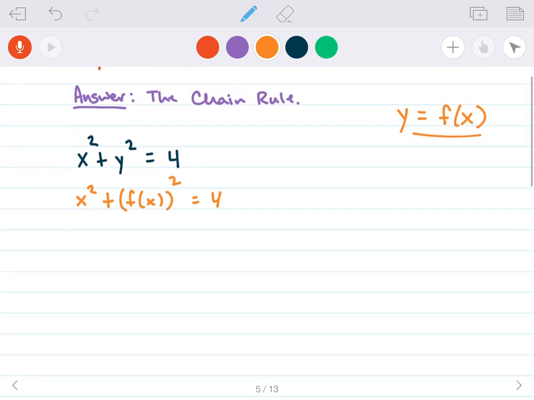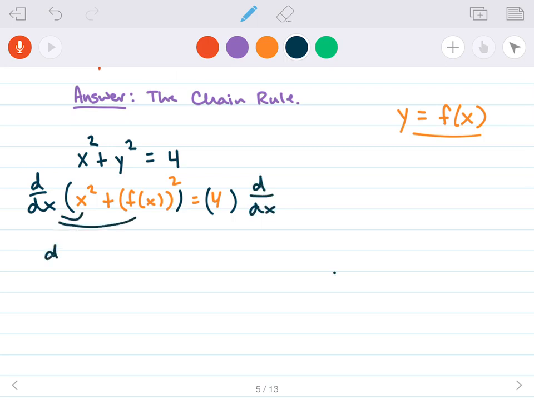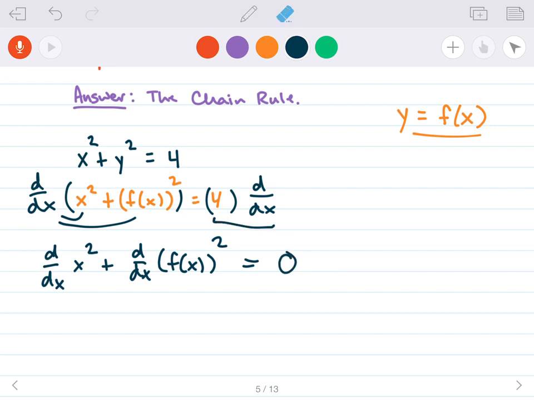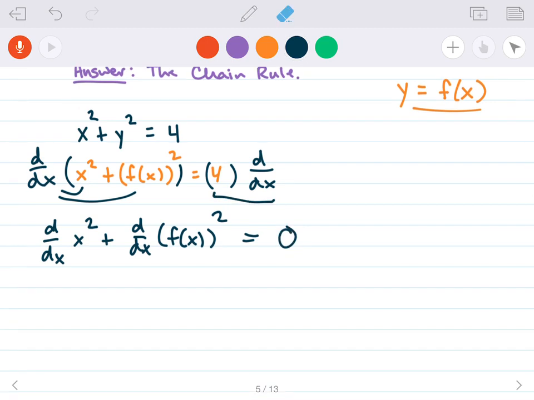And so what we can do is take the derivative of both sides with respect to x. If I take the derivative of a sum, it's just the sum of the derivatives. So we have d dx of x squared plus d dx of f of x squared. And on the right side, this is equal to 0. When I take the derivative of x squared with respect to x by the power rule, that's just going to give me 2x, which is pretty normal.